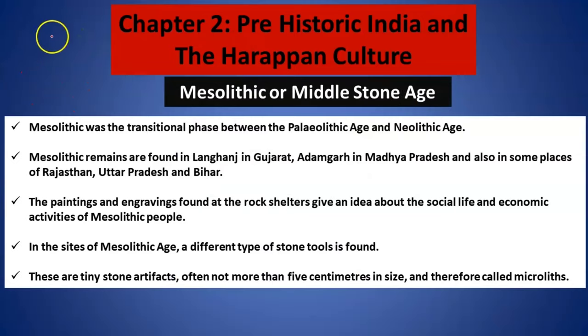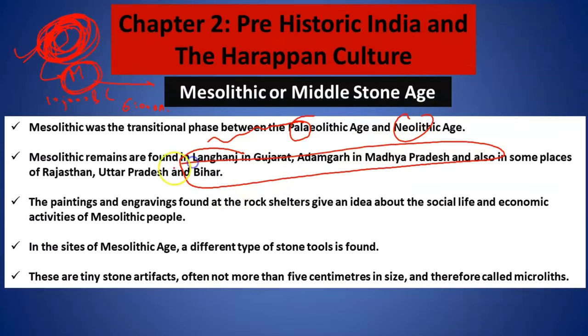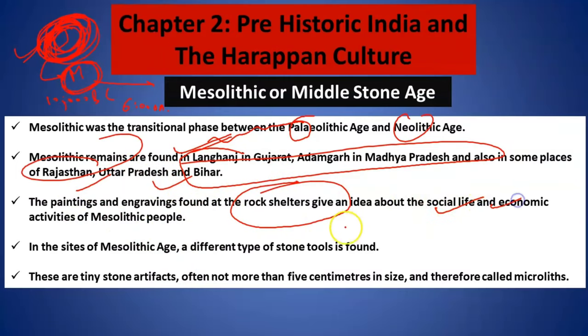Let us proceed further. From Paleolithic, now people move to Mesolithic. Here I have already told you what the characteristics of people were, how they lived, what they ate. Now, how was the lifestyle of people in Mesolithic? This period ranges approximately from 10,000 BC to 6,000 BC. All right. This was a transitional phase between the Old Stone Age and the New Stone Age. Okay, these are some of the places where Mesolithic remains have been found. Here also people used to have some paintings and engravings in the rock shelters, which also tell about their social and economic life.